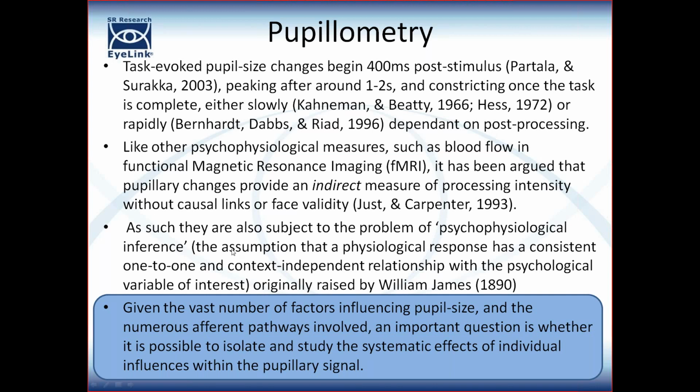The key point here is that it's an indirect measure, and there are lots and lots of things that can impact on it. So there's a problem of psychophysiological inference, which is the assumption that there is some kind of consistent one-to-one relationship with whatever it is that we're exploring. And with pupil size, we know that's not necessarily the case. There are lots and lots of different things, for example, links that may impact on pupil size or where the eye is, all of which we need to take into account.